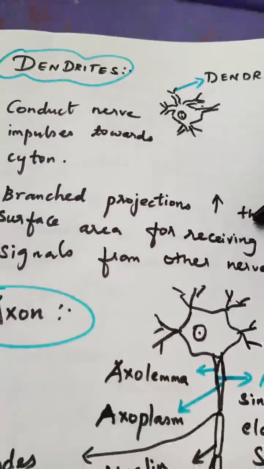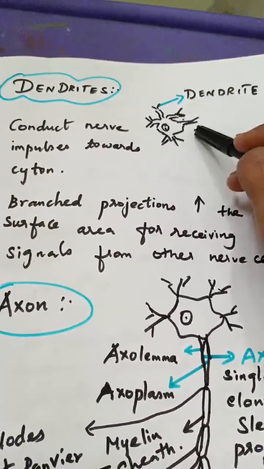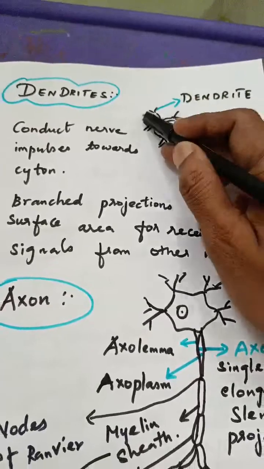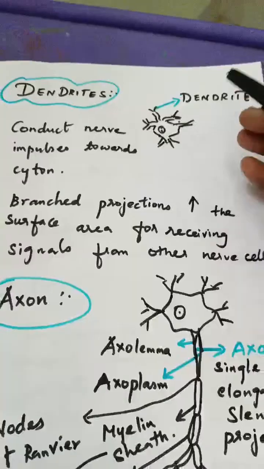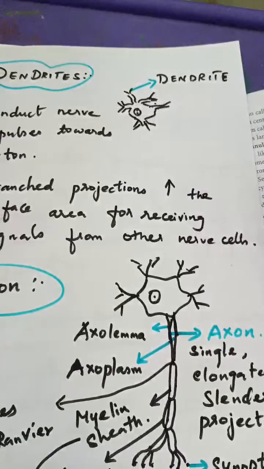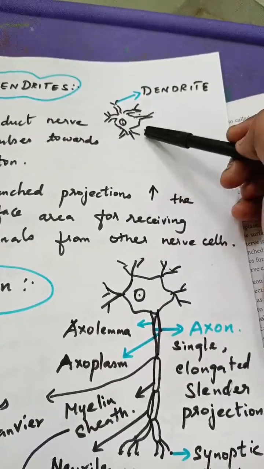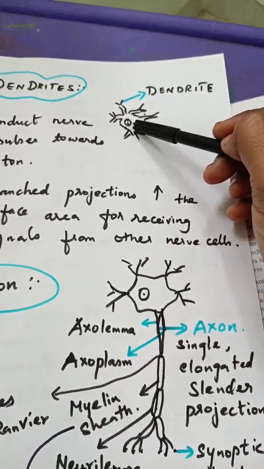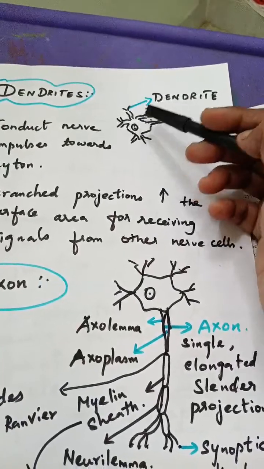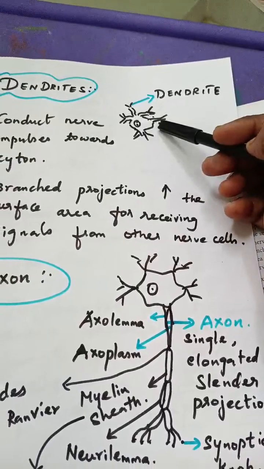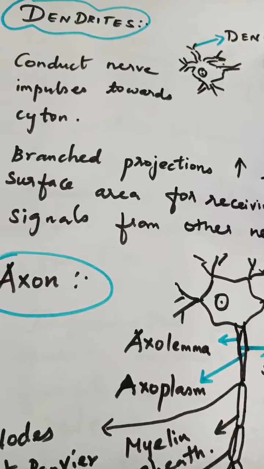And then the dendrites are branched. The branched projections will increase the surface area of the cell body so that they can receive the signals from other nerve cells. That's why they are branched. So these branches increase the surface area of the cell body or the cyton, and they will receive the signal from the other nerve cells or the adjacent nerve cells. Clear? So this is about the dendrite. That's the second part of the neuron.